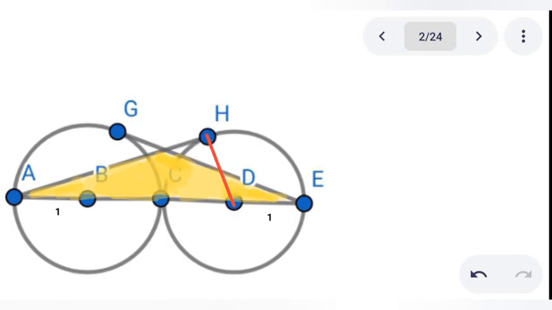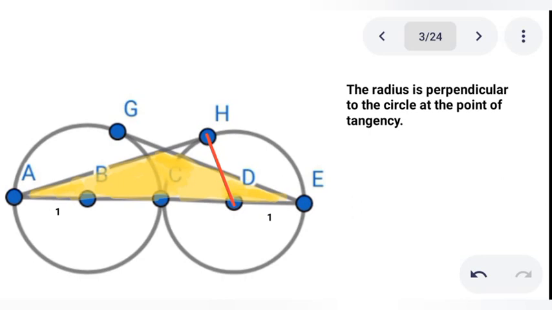One such triangle is formed if we draw a line from point H to point D. Now, as you can see, this one here is the radius, and we already know the measure of the radius, that is 1. And if you can recall the theorem about tangent circles, the radius is perpendicular to the circle at the point of tangency. So this HD is perpendicular to AH. Therefore, they form a right angle, which means that this triangle here, triangle DHA, is now a right triangle.